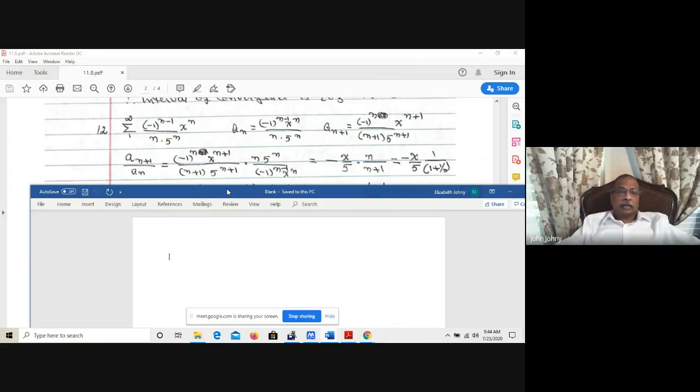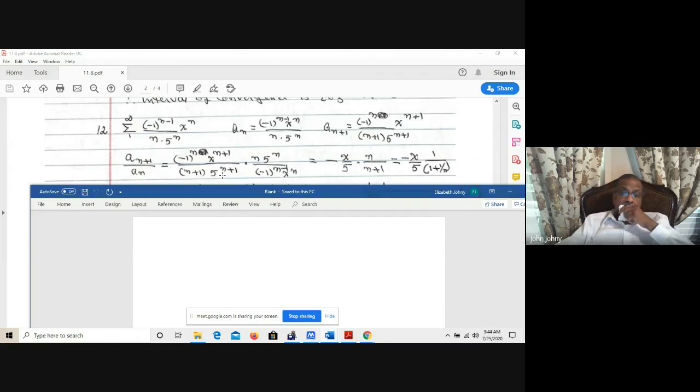Therefore, an plus 1 divided by an is negative 1 to the power of n x to the power of n plus 1 divided by n plus 1 times 5 to the power of n plus 1, multiplied by the reciprocal of an, which is n times 5 to the n divided by negative 1 to the n minus 1 x to the n. So definitely it is negative, and the numerator has an x and an n because 5 to the n cancels. The denominator has 5 times n plus 1.